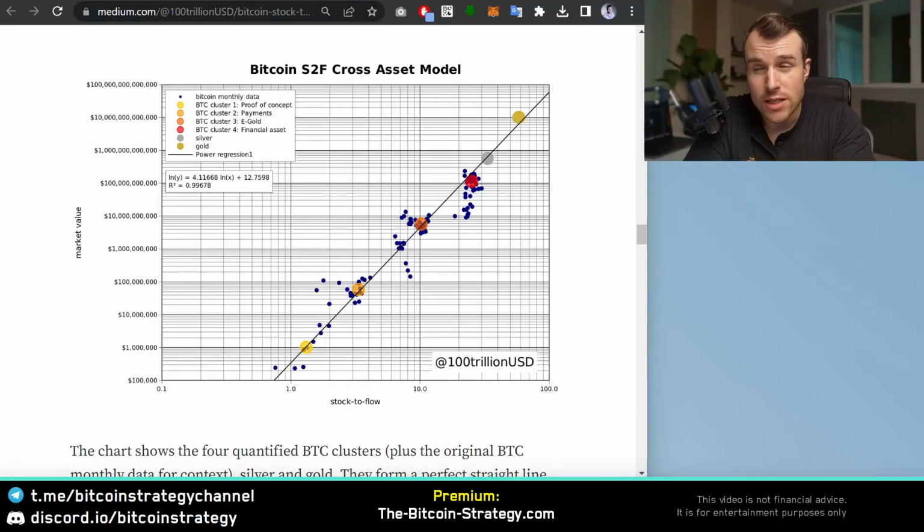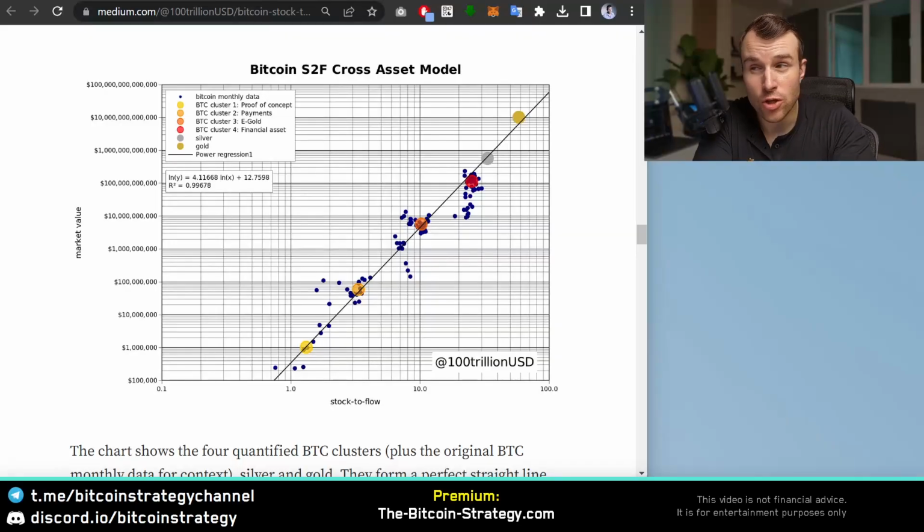And so what do we see over here? We see different data points. For example, this here, this is silver. This here, this is gold. And then we've also got different Bitcoin related dots. And these are based on the cycle, right? How much inflation was there in Bitcoin? How much new printing has happened?